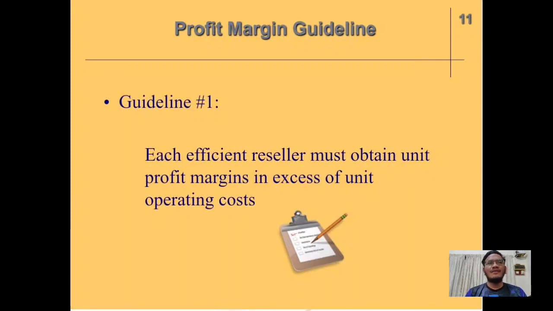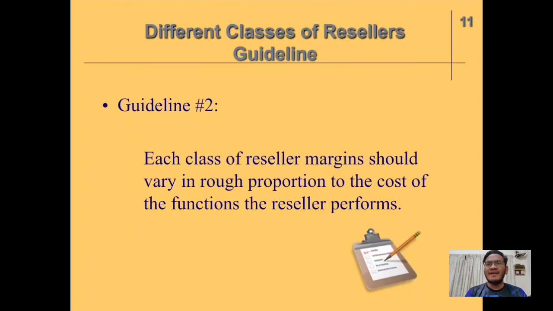Ideally, the channel manager would like to set margins so they vary in direct proportion to the function performed by different classes of channel members. In reality, however, few manufacturers have the cost accounting data to set margins in strict accordance with this guideline. Margins at the wholesale and retail level and for various types of agent intermediaries are typically governed by strong tradition within the industry. Precipitous downward deviation from this norm is feasible only for the most powerful manufacturers.